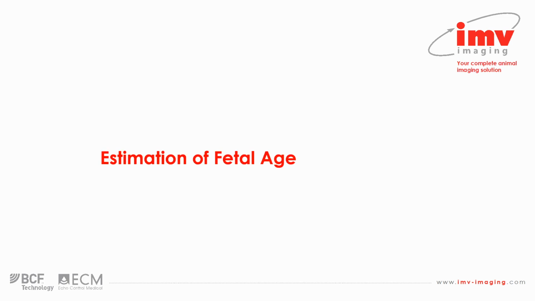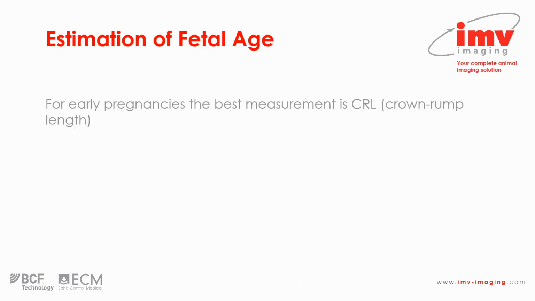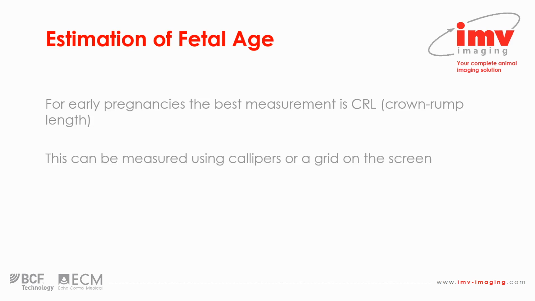Moving now on to a brief covering of estimating fetal age. So for early pregnancies, the best measurement we can make ultrasonographically is crown rump length. And with modern ultrasound machines, we can measure the crown rump length once we've achieved the ideal view, which is a longitudinal section, so a sagittal plane through the fetus, simply by putting electronic calipers onto the screen, and that will give us an absolute measurement, which we can then look up on a gestational table, and that will give us an idea of the gestational age.